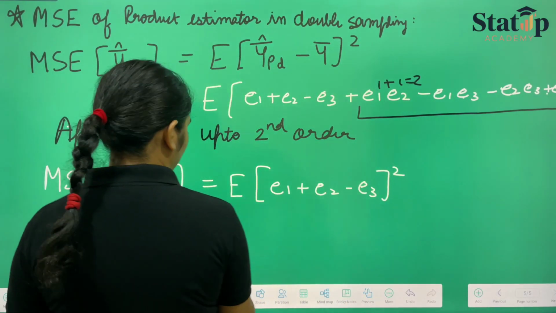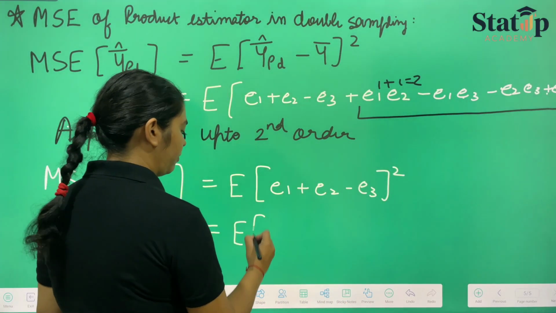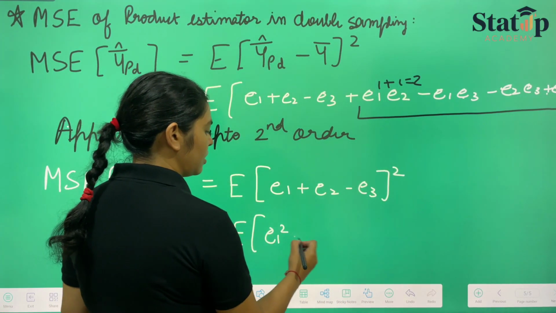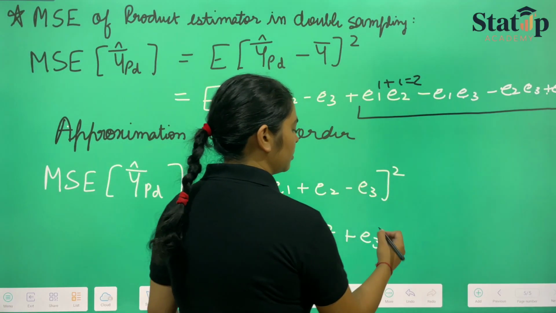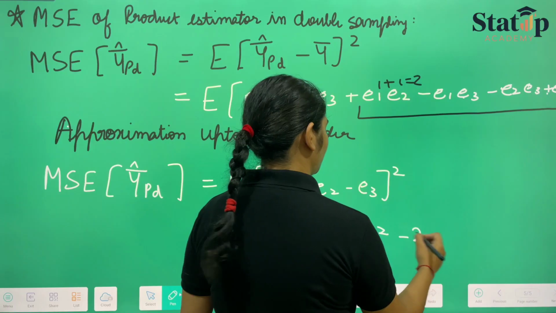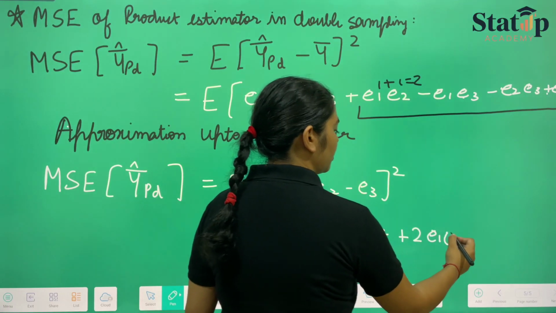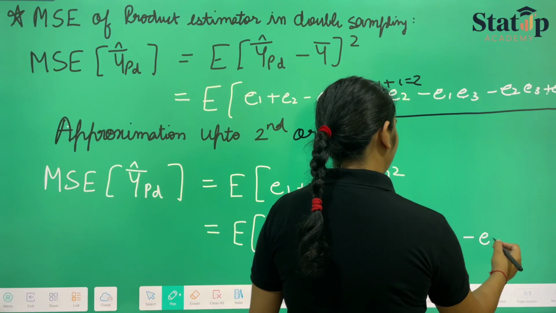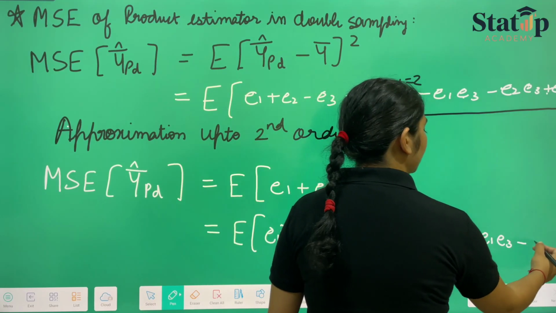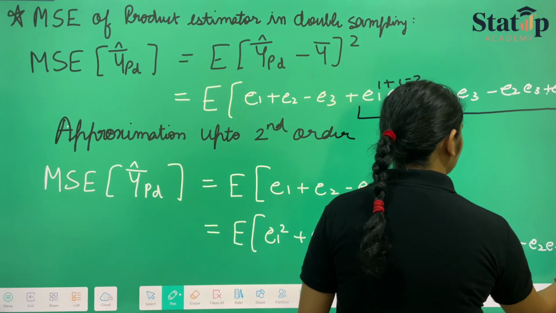Now this can be written as estimation of E1 square plus E2 square plus E3 square minus 2 plus 2 E1 E2 minus E1 E3 minus E2 E3.